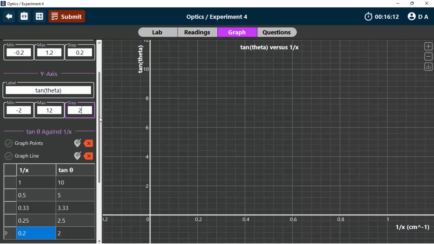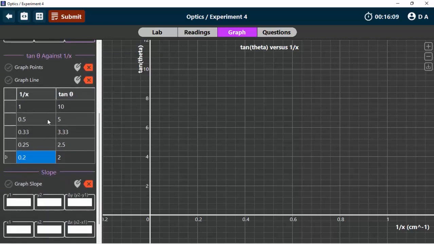Once you are done with that, the next is to locate all these points on the graph. To do that, you just ask yourself, when 1 over x is 1, tan is 10. In other words, when on the x-axis we have 1, on the y-axis we have 10. So you just draw your star or your dot or whatever indication you want to put here. But on this software, to locate your point, you have to click on this pencil sign on graph point to indicate that you're about to indicate your point.